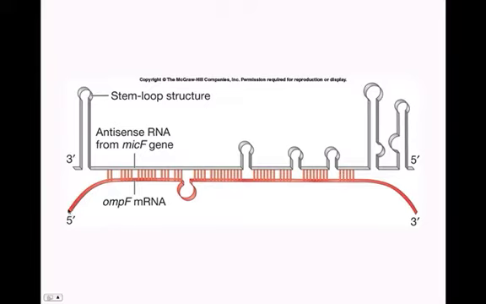So on the bottom here, shown in orange, is the outer membrane protein F messenger RNA. So this is the mRNA that's been hanging around for a few minutes. Bacterial mRNA has a relatively short half-life, but it's been hanging around for a few minutes since the bacterium found its way into the colon.